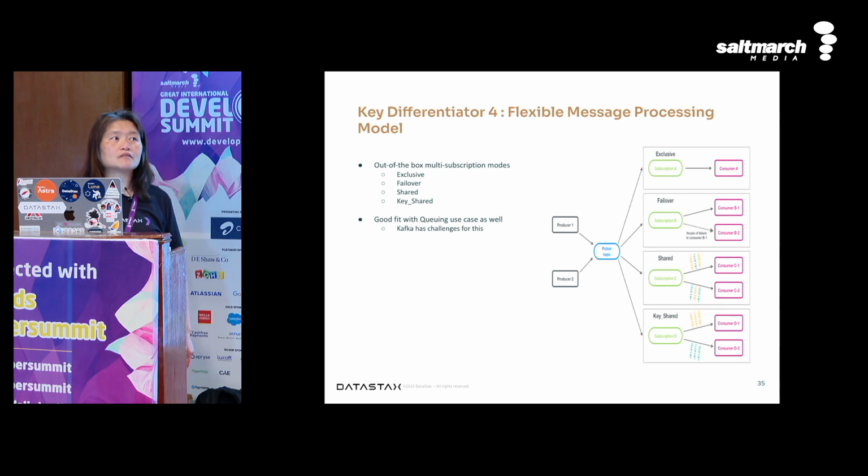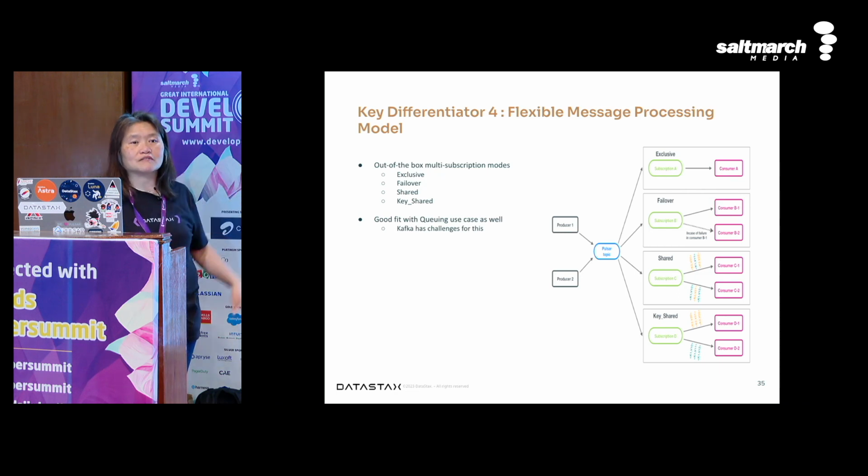However, the shared mode doesn't guarantee your message ordering. As you know, in some applications you do want to guarantee the order of the messages as they come, how they are delivered. In that case, you might want to consider using a key shared mode. That will guarantee that you have multiple consumers, but messages will be delivered in the order in which they are received. So these are the 4 different modes of subscription that you can use with Pulsar.